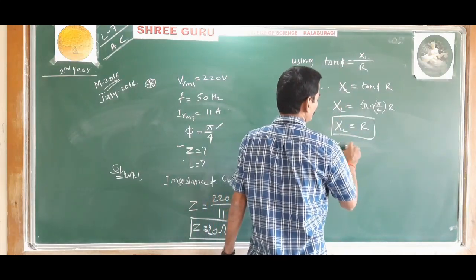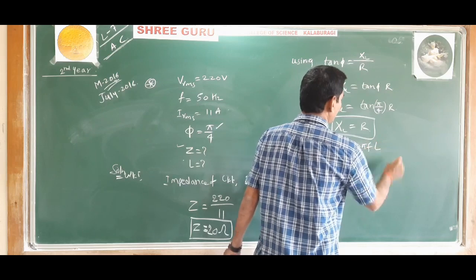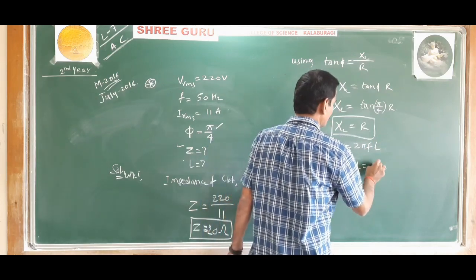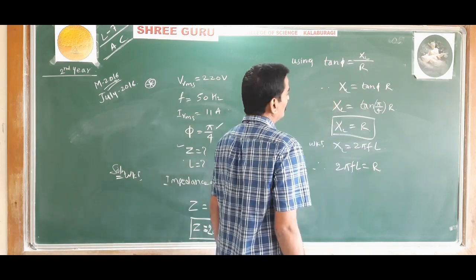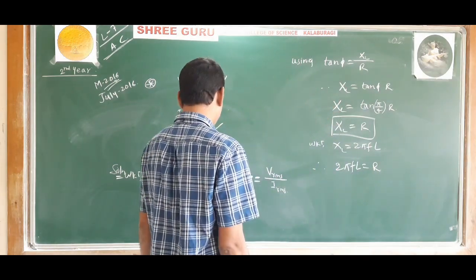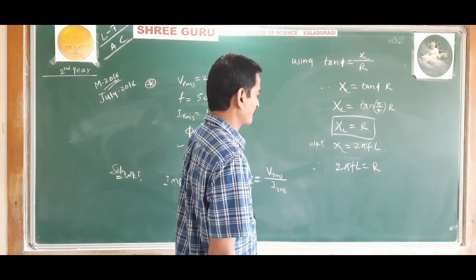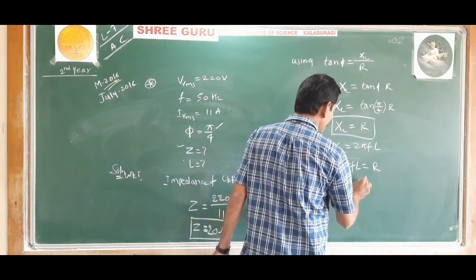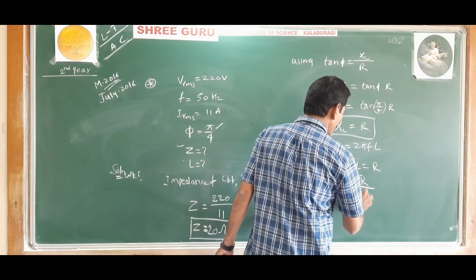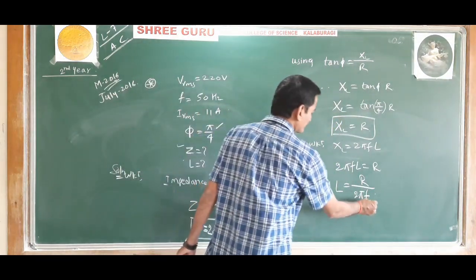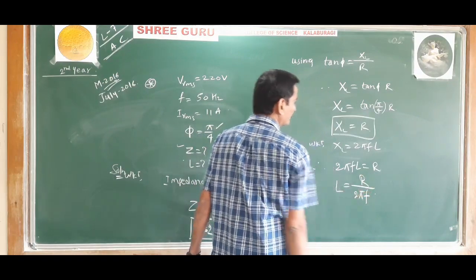And we know that XL is equal to 2 pi f L. So therefore 2 pi f L is equal to R, and R is same as XL. Now 2 pi f L is equal to R. Okay, so L is equal to R divided by 2 pi f. So f is known, pi is known, 2 is known, but R is unknown.